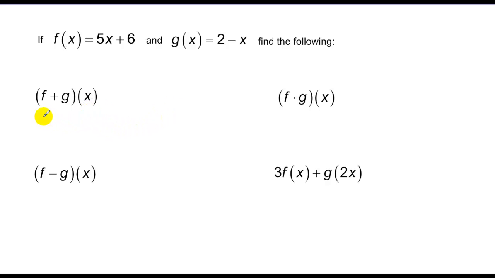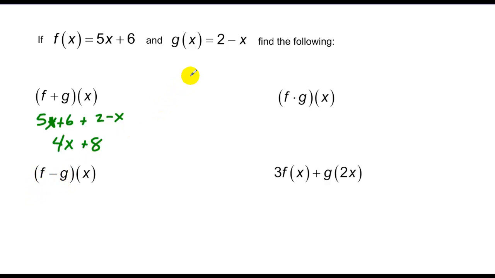So in this case, we have 5x plus 6, and we're going to add to that 2 minus x. Pretty straightforward. So we end up with 4x plus 8.